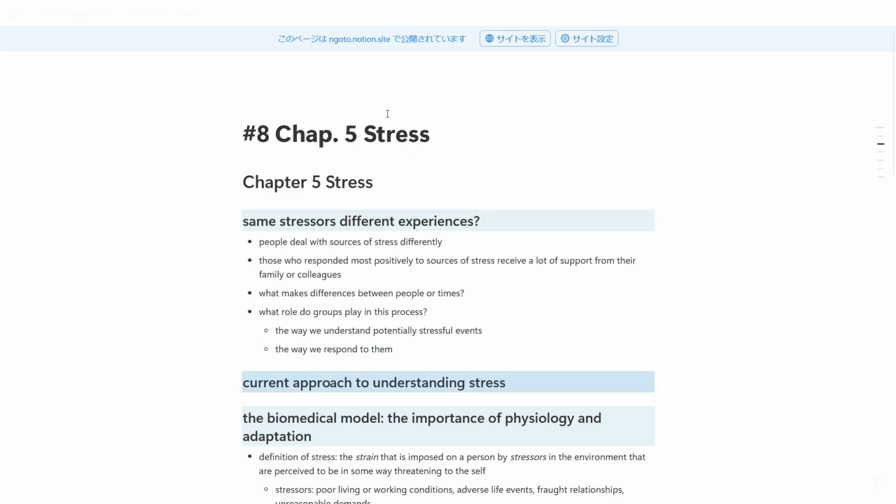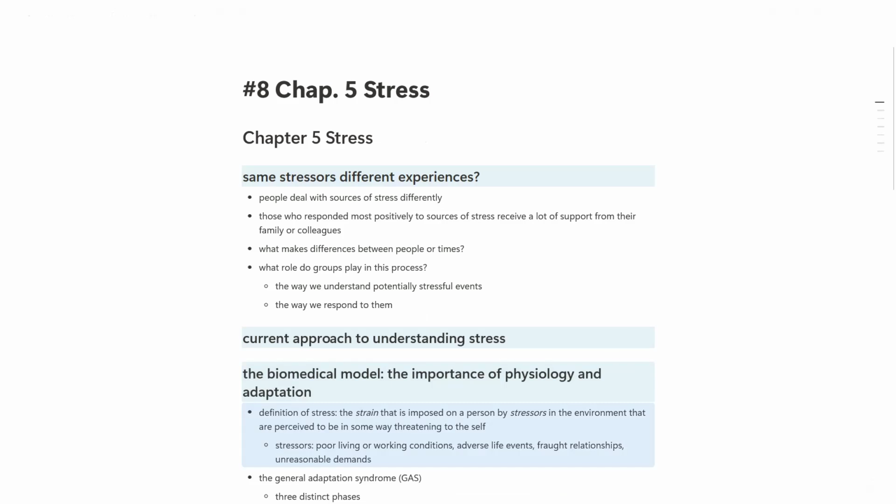Before I dive into the explanation of the social identity approach to how we understand and respond to stress, I would like to talk about the current approaches to understanding stress. The first one is the biomedical model, which talks about the importance of physiology and adaptation. According to the biomedical model, the definition of stress is the strain that is imposed on a person by stressors in the environment that are perceived to be in some way threatening to the self.